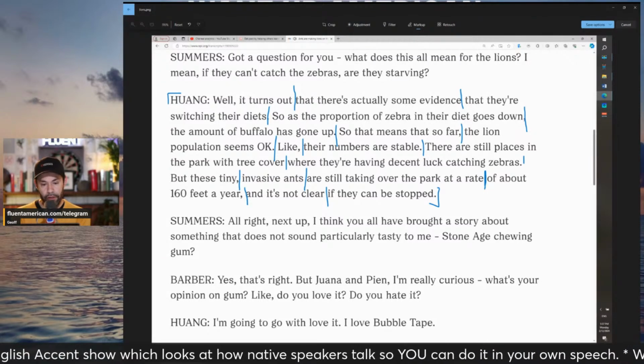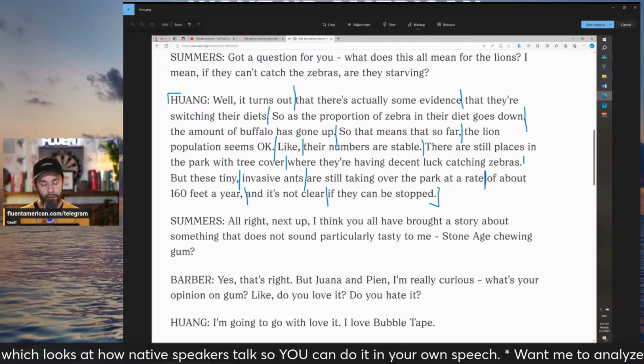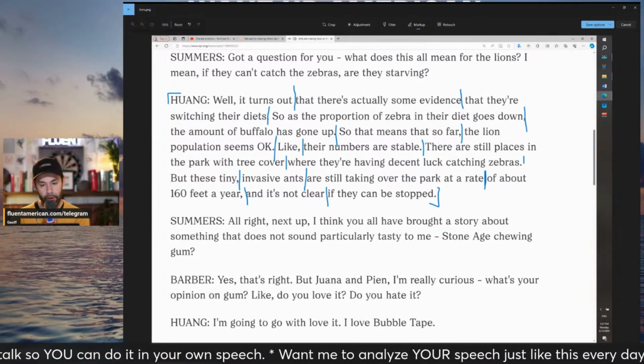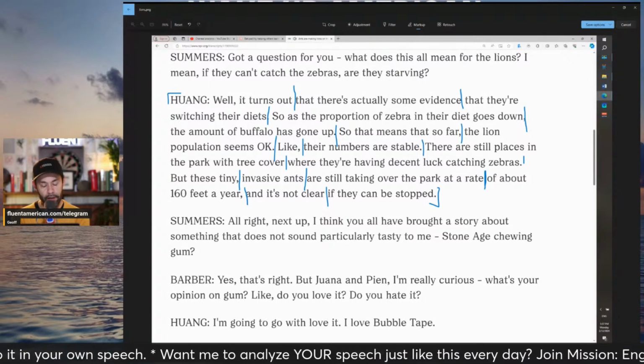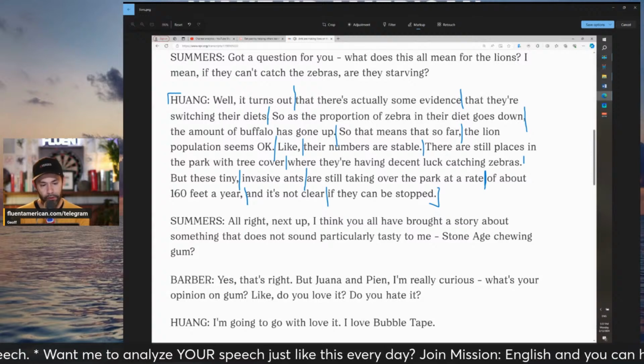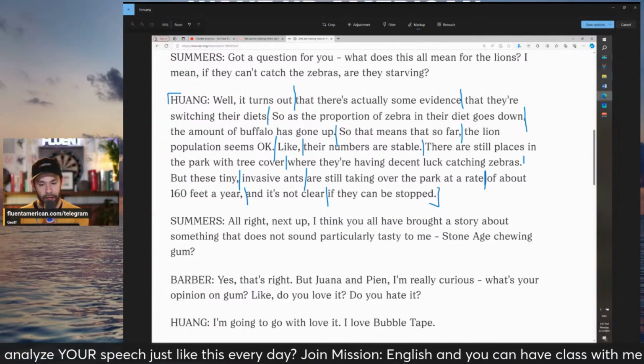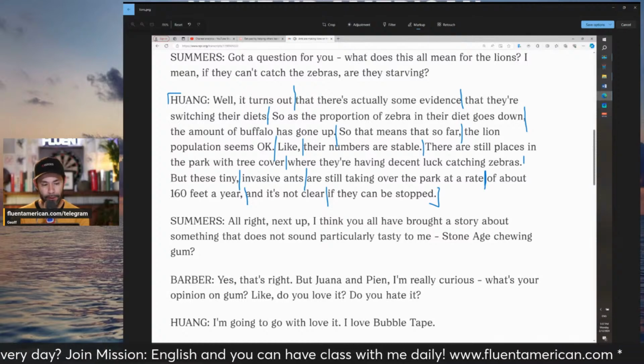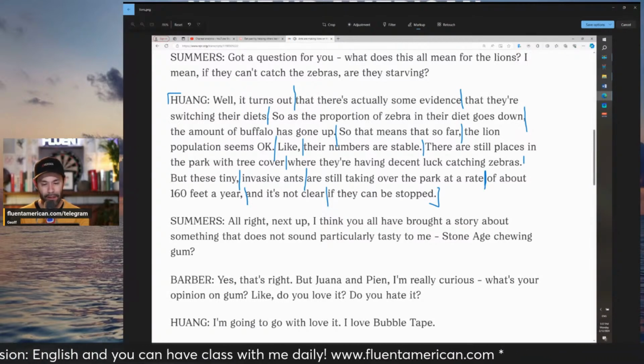Well, it turns out there's actually some evidence that they're switching their diets. So as the proportion of zebra in their diet goes down, the amount of buffalo has gone up. So that means that so far the lion population seems okay, like the numbers are stable. There are still places in the park with tree cover where they're having decent luck catching zebras. Okay, now we're going to go for the whole thing, the whole shebang. Okay, breathe in. Let's see if we get down to stop.